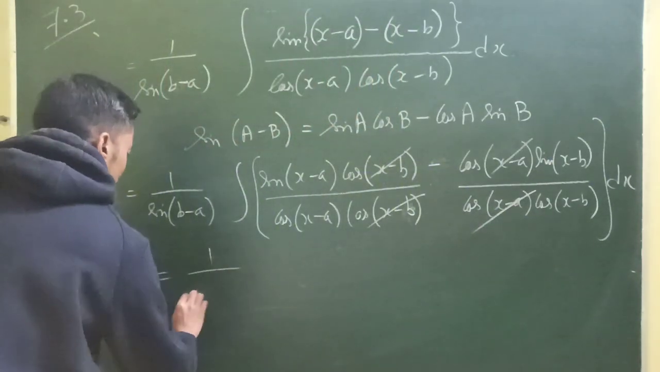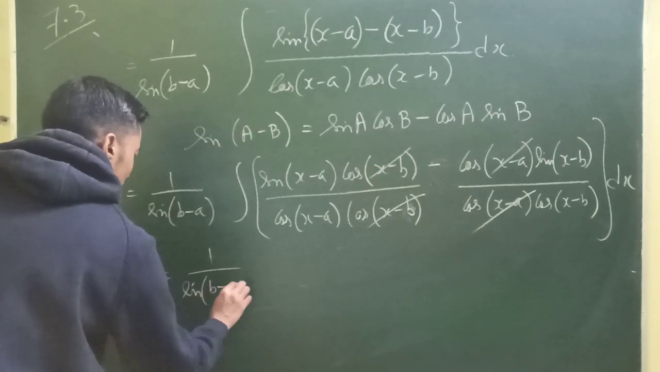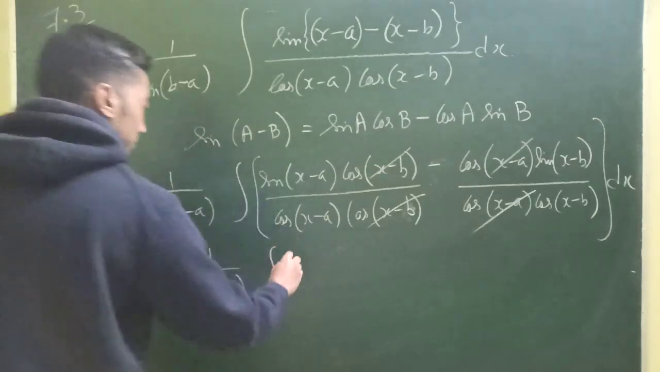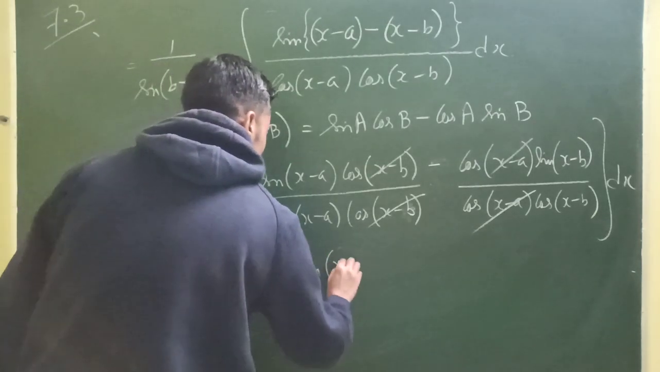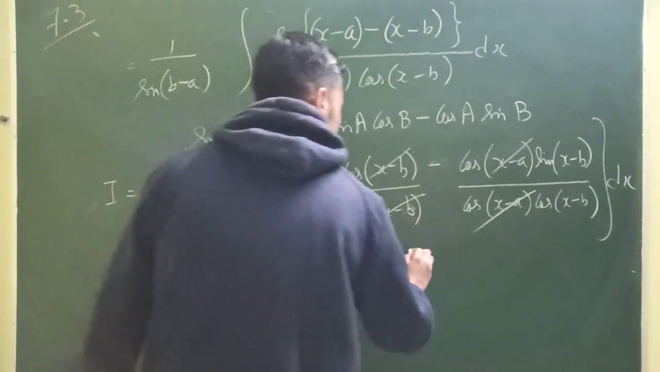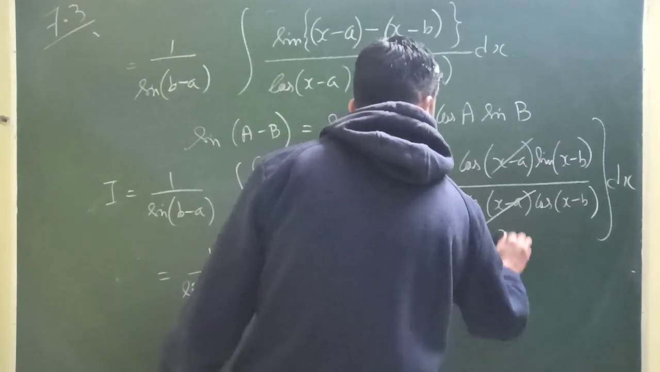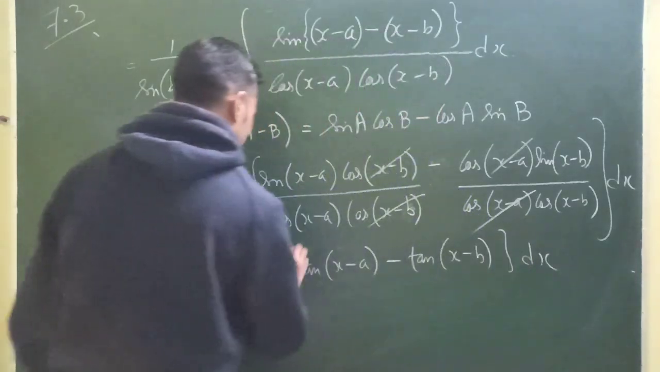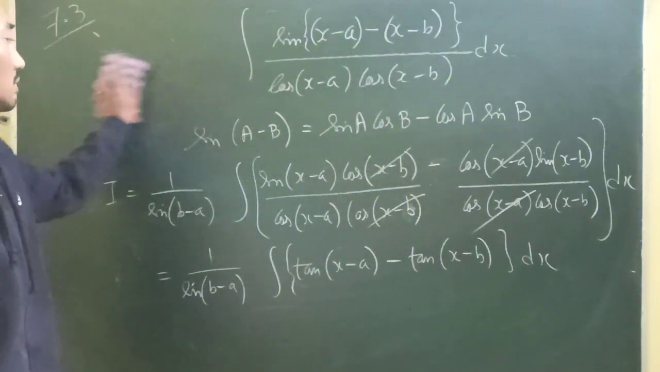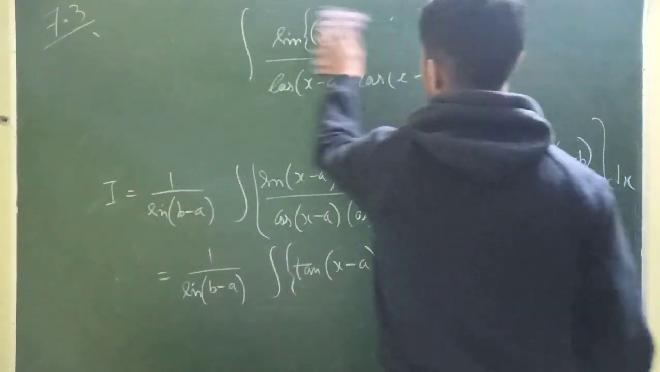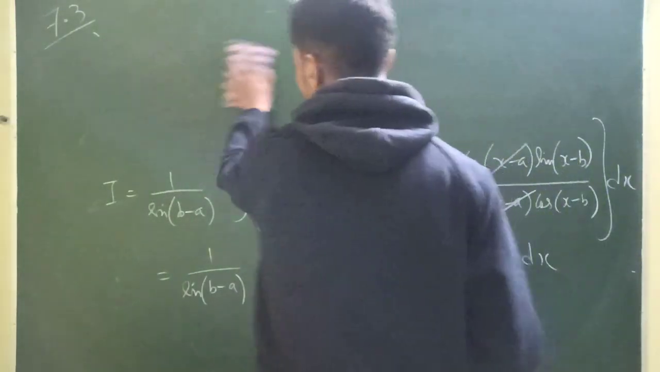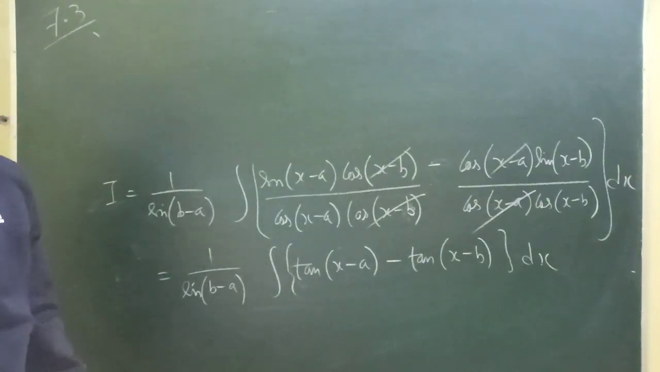So that's 1 by sine of b minus a, integration of tan of x minus a minus tan of x minus b with respect to x. Almost there.